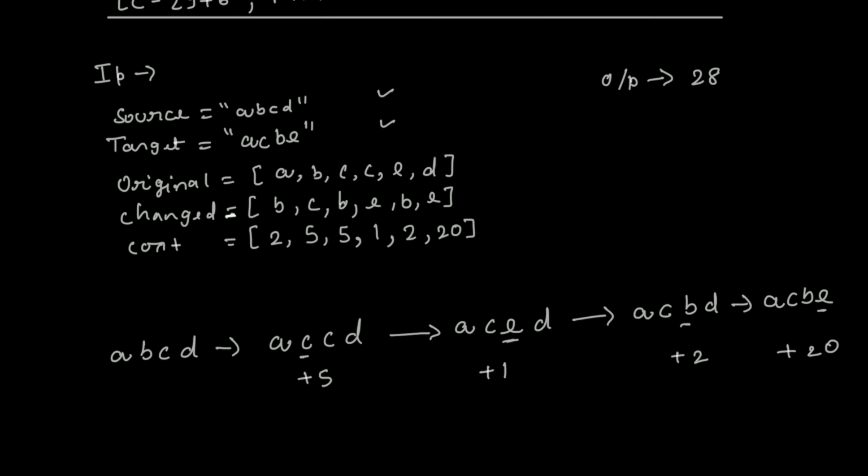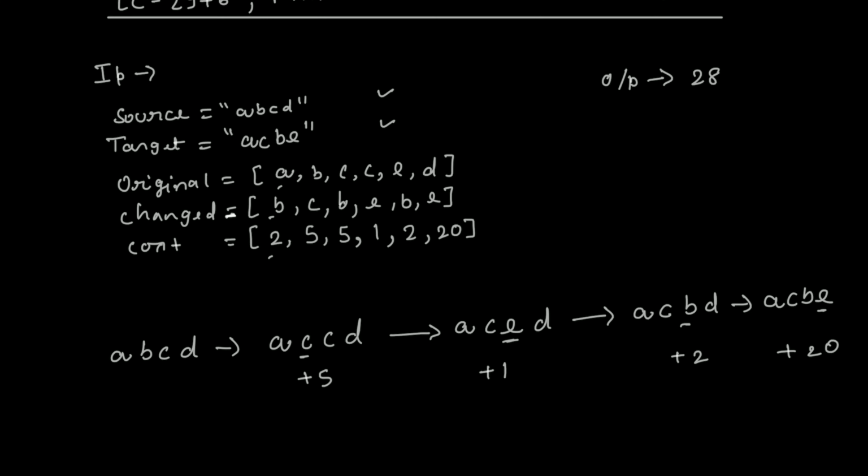So for each character, if you want to change it to a different character, the cost is given. For example, changing character A to character B, the cost is 2. Character B to character C, the cost is 5, like that. So we need to find the minimum cost which will be required to change the source string to the target string.